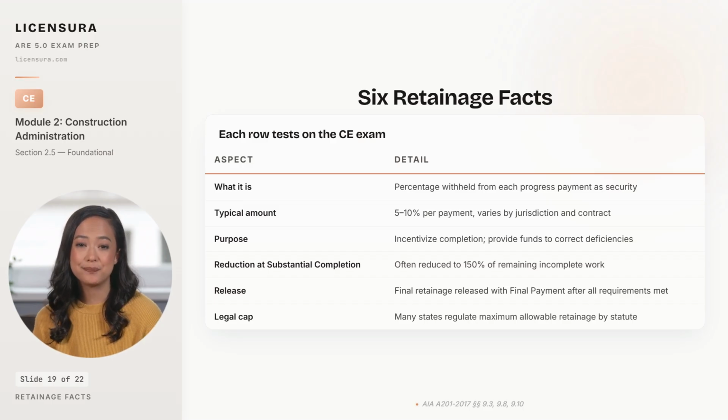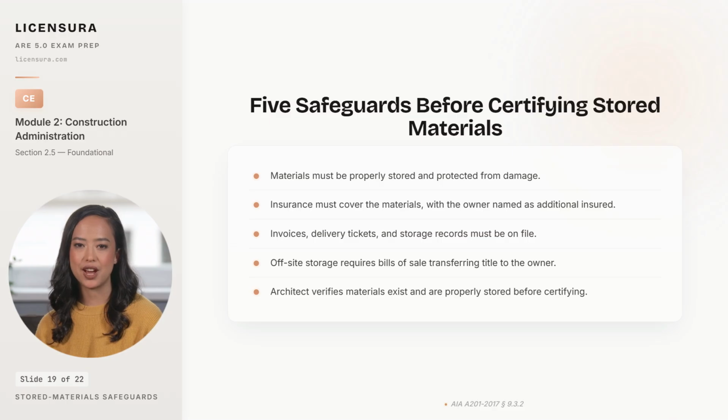And sixth, many states regulate maximum retainage percentages by statute, so the contract retainage cannot exceed the statutory cap. Stored materials are the architect's most common path to certifying for goods that never arrive. 5 safeguards prevent the lawsuit. 5 safeguards stand between the architect's certification and a stored materials lawsuit.